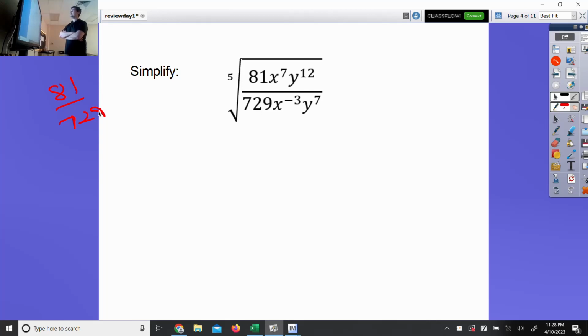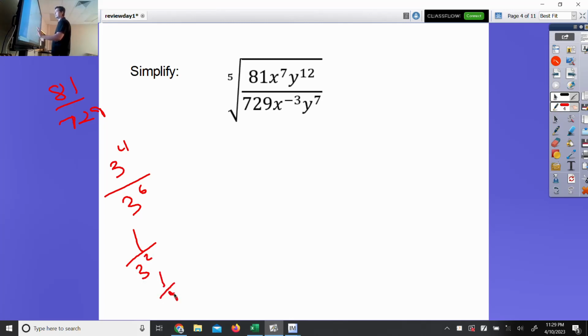Is there anything else I can do with this? Here's what I'm going to do. I'm going to rewrite them as powers of 3. 81 is 3 to the 4th power. 729 should be 3 to the 6th. That's 1 over 3 squared, 1 over 9. I don't know if I'm going to do anything with that or not, but it does reduce. So 1, 9. This is where you can do your work.